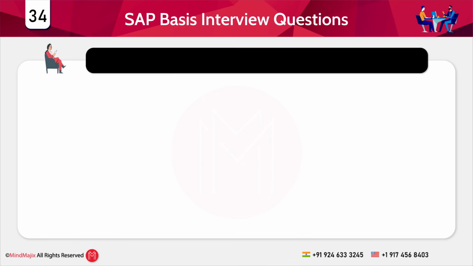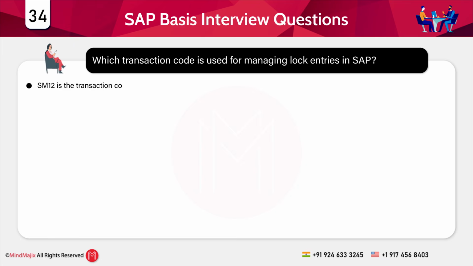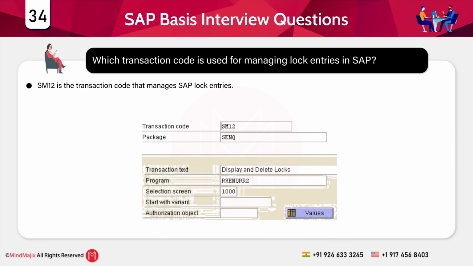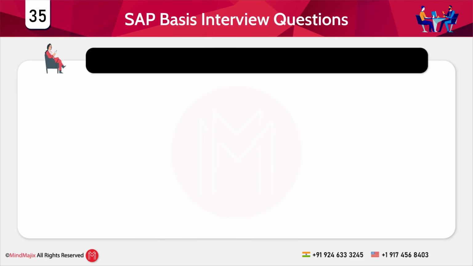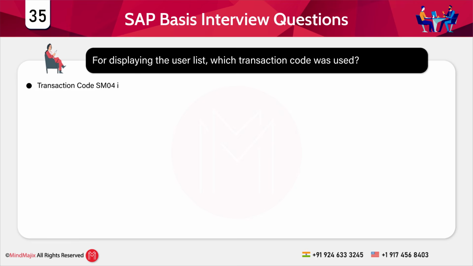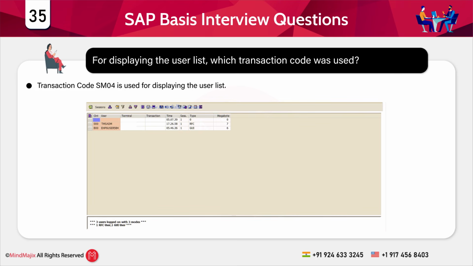The next question is, which transaction code is used for managing log entries in SAP? As you can see on the screen, SM12 is the transaction code that manages the SAP log entries. The next question is, for displaying the user list, which transaction code is used? The transaction code used for displaying the user list is SM04.